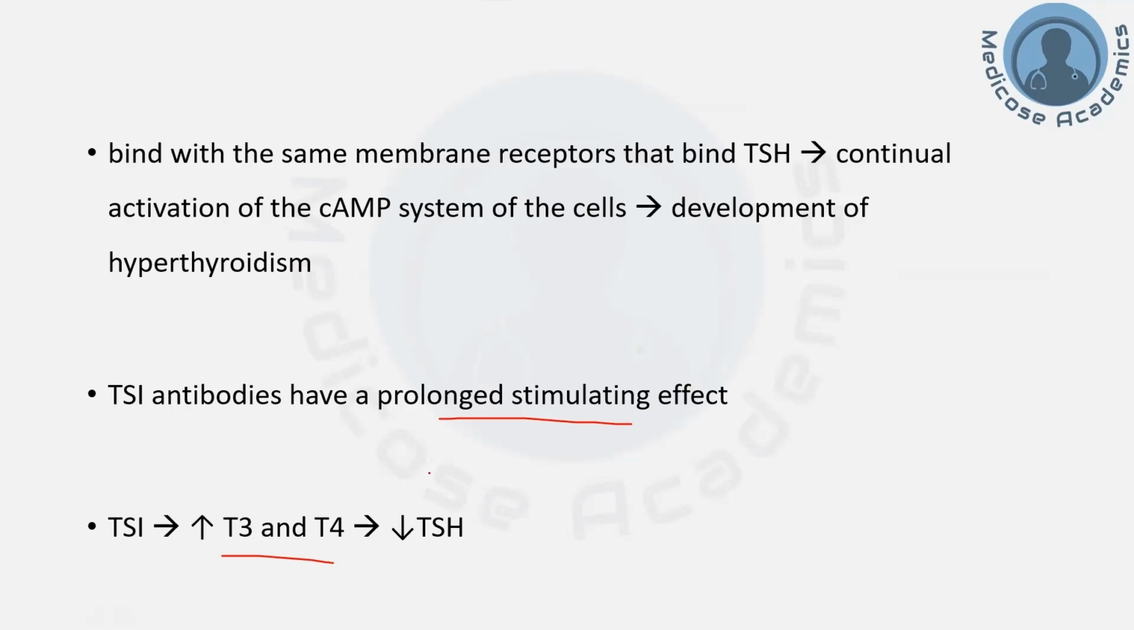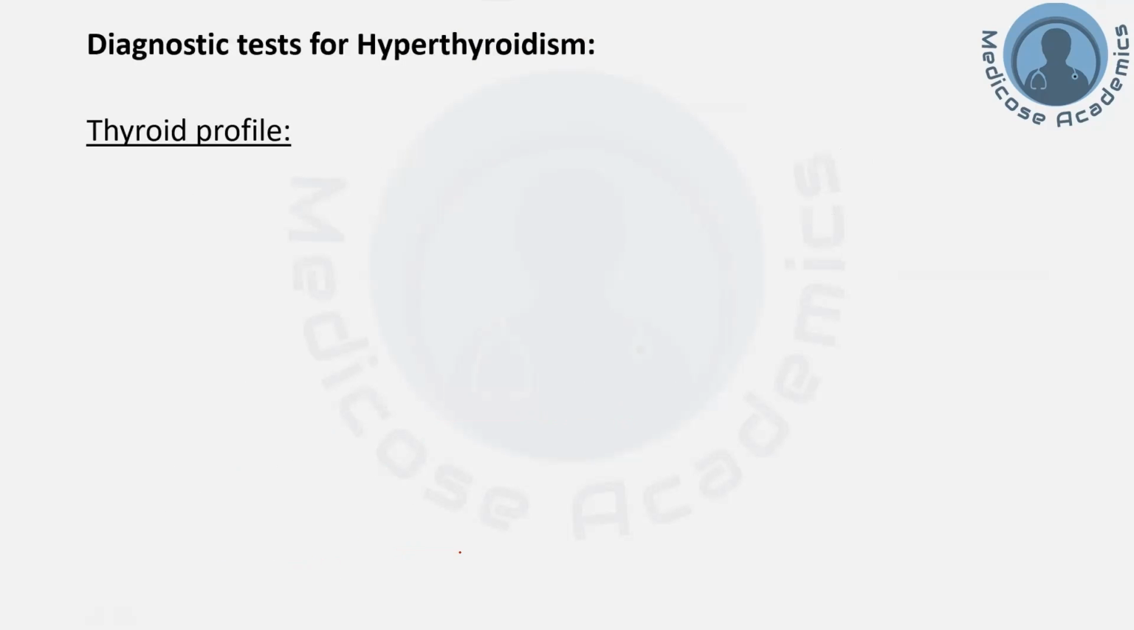So this picture is important. Once we do the thyroid profile or thyroid function test, in which we assess the plasma levels, serum levels of these hormones, we can find out that in Graves' disease, T3 and T4 levels will be elevated. Because of the negative feedback effect, the TSH levels will be decreased. So this concept is important for your questions. Sometimes in the MCQs, these findings can come in handy.